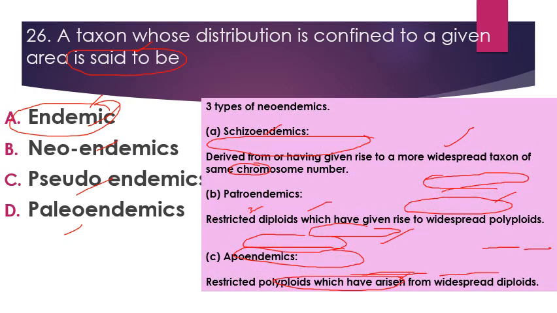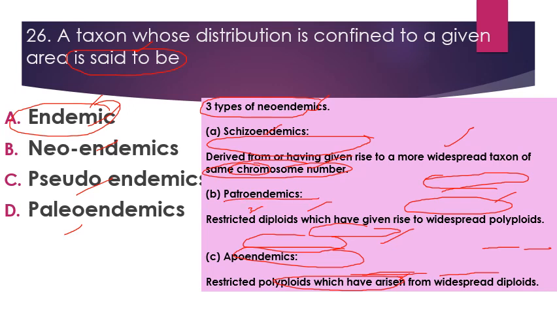Next we have three types of neo-endemics. Endemics जो neo-endemics है उसके भी तीन types होते हैं. First one is schizoendemics. It is derived from having given rise to more widespread taxon of same chromosome number. So इसमें जो ये schizoendemics होते हैं, these are derived from or having given rise to more widespread taxon जिसका chromosome number same होता है.